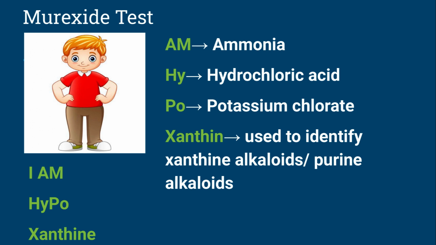So, from a single sentence, we can remember all about the Murexide test. The sentence is, I am hypoxanthine. Am for ammonia, hy for hydrochloric acid, PO for potassium chlorate. These are the reagents used for the Murexide test. And xanthine means the Murexide test is used for identifying xanthine alkaloids or purine alkaloids.